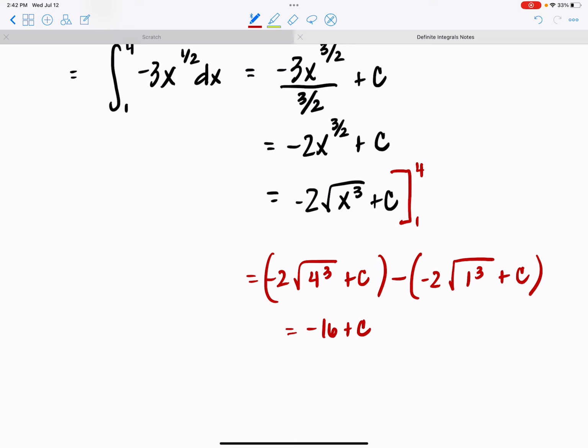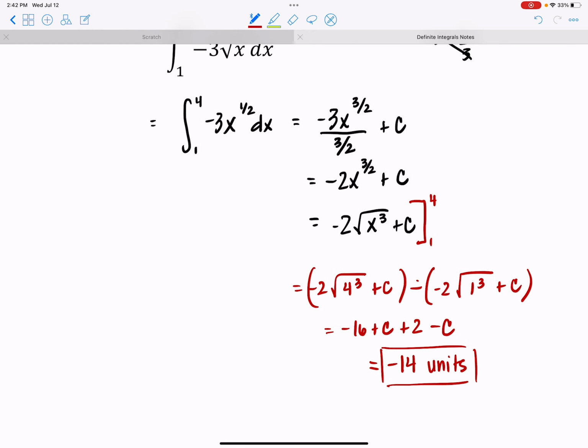1 times -2 is -2, but multiplied by this negative makes it a +2, and then a minus c. So we're left with -16 plus 2, which is -14 square units. And I don't know if any red flags are going out for you there, but we just found an area between this curve and the x-axis over this interval, and we got something negative. How can area be negative?